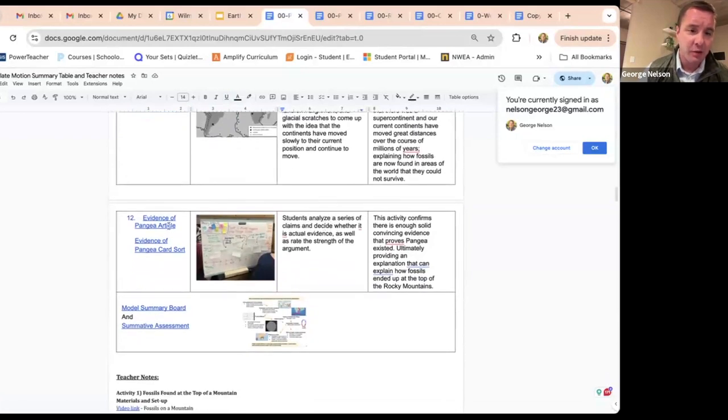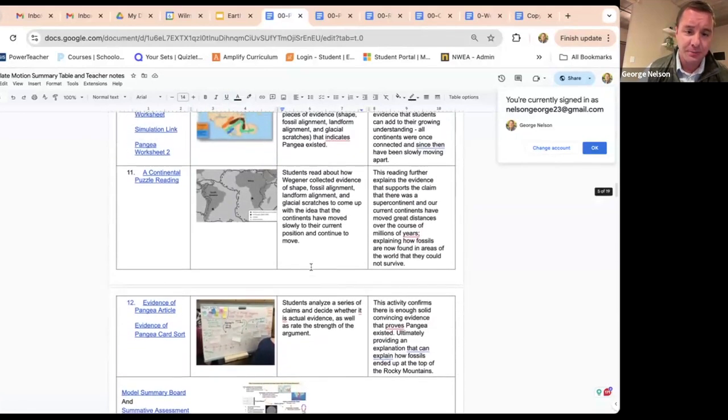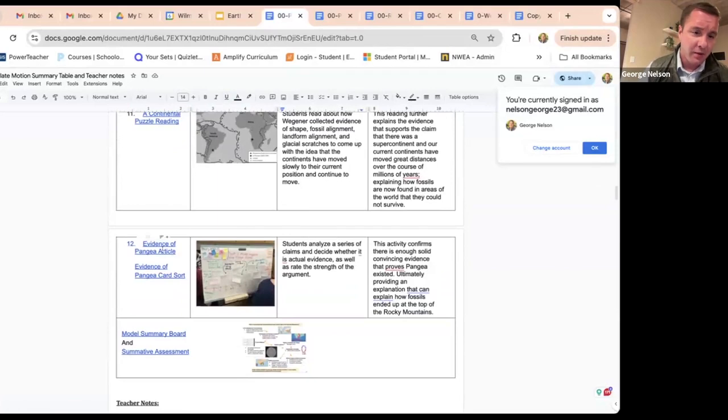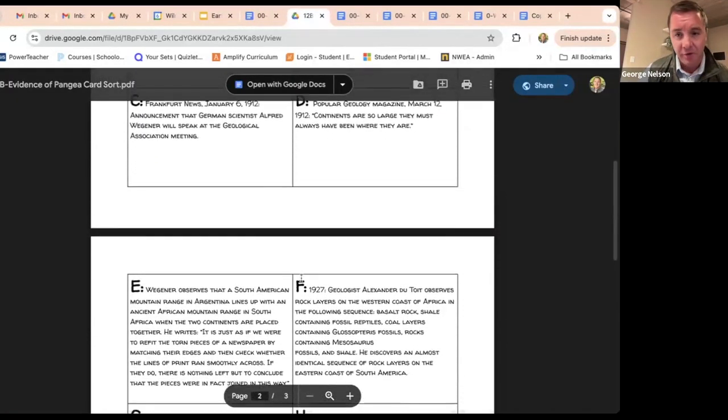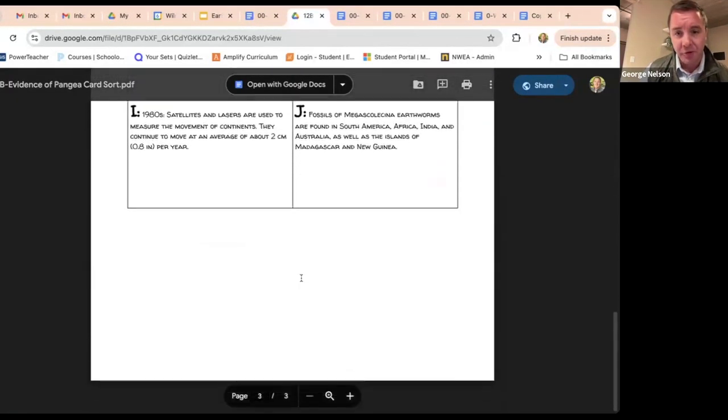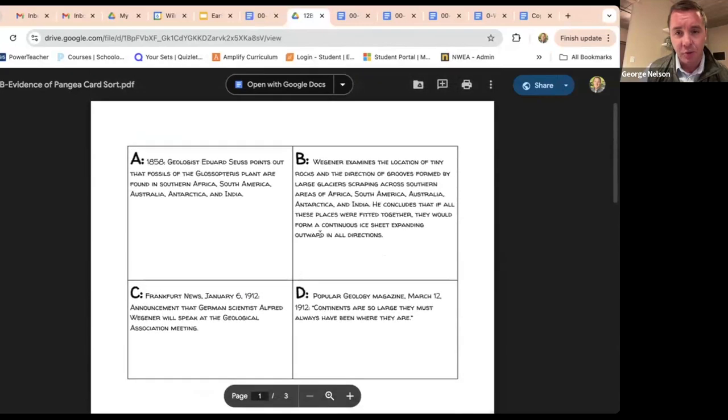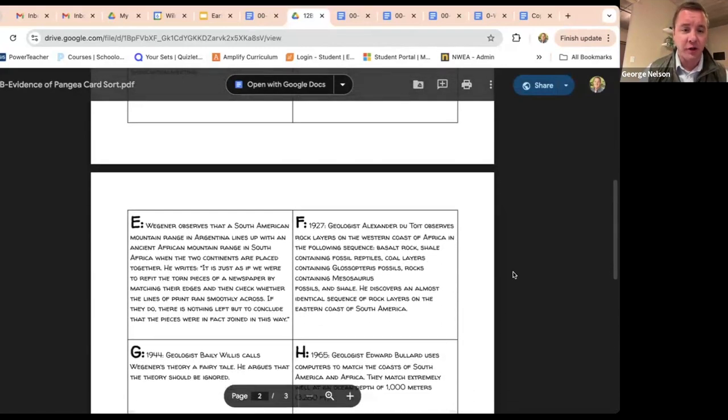At the end of the unit, we talk about evidence of Pangea. There is an evidence card sort, and I like doing evidence card sorts as a way to review. There are multiple different evidence cards here, and basically you have to rank them from weakest to strongest for whether Pangea could have existed. And there are some controversial cards here, where there's controversy over which one is stronger evidence for Pangea existing.